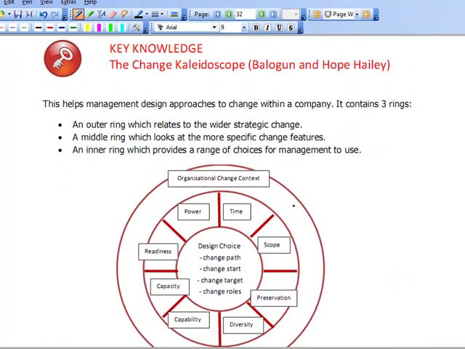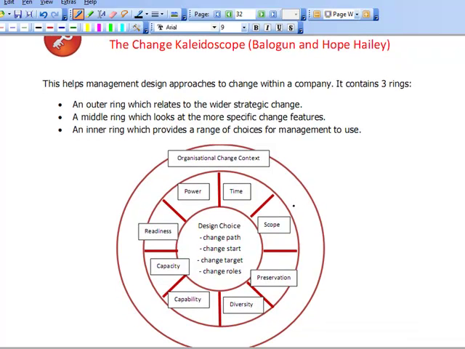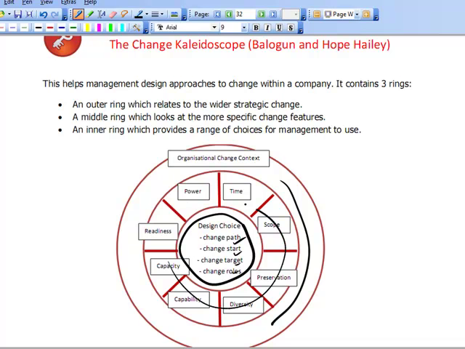We then introduced the Change Kaleidoscope by Balogun and Hope Haley. And remember, this was a form of kaleidoscope with the aim being to identify the middle option. You know, what are the choices? Now, the choices we would make would depend on the outer circle, what is the context of the change, and the middle circle. And because these are all different, Balogun and Hope Haley argued it was like looking through a kaleidoscope, and the image would change as we made the movements.